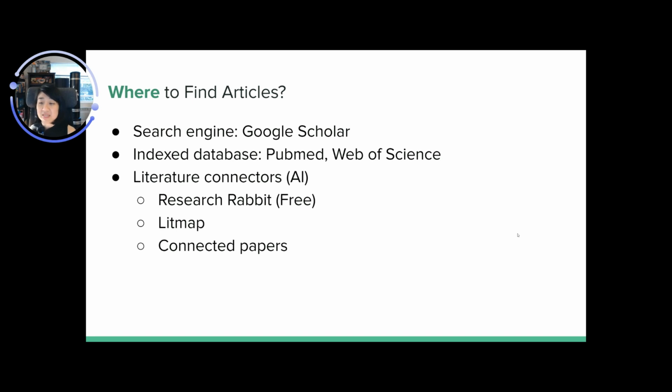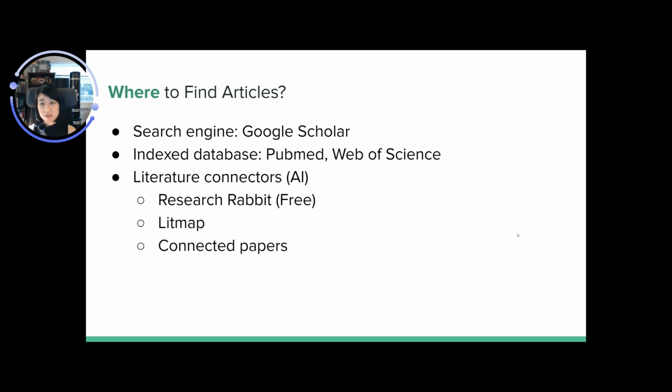Then the next one are index databases. Index databases are databases that have a systematic collection of articles. They have a PMID, a specific ID for each article. You can use PubMed or Web of Science. Right now, PubMed at the back end has AI tools to make the best match article even more robust.